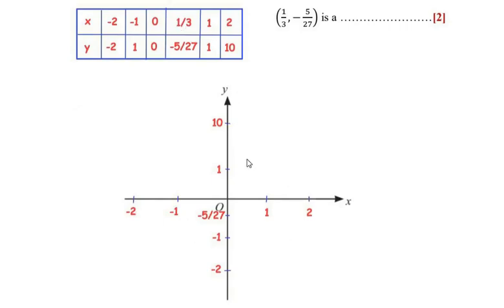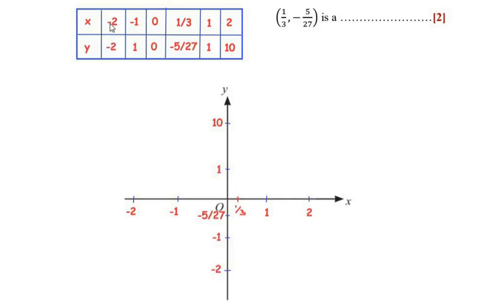Now 1/3 comes in between 0 and 1, so probably it will be over here, and then 1 and 2. On the y-axis we have marked the points -2, -1, -5/27, 1 and 10. Now let us plot the points.